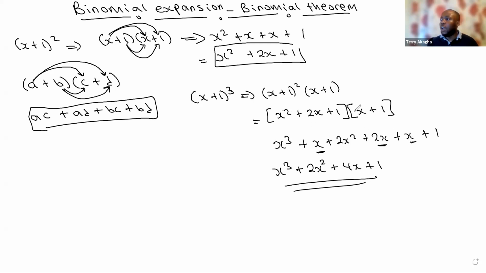1 times x will give you x. 1 times 1 will give you 1. Then you collect like terms, and that's how you get the answer.